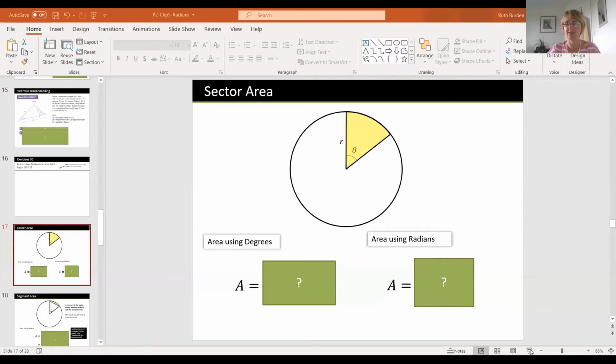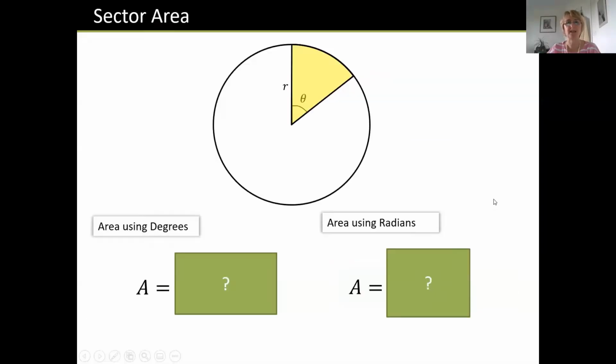I'm just going to share my screen with you so I can explain this a bit more fully, because there's a lot of diagrams involved in this and it's much easier if I've got them already made on this PowerPoint. Here we go. So just as a reminder, that then is a sector, it's got the pointy bit.